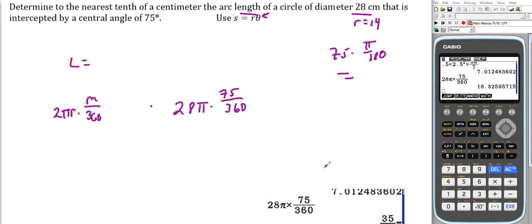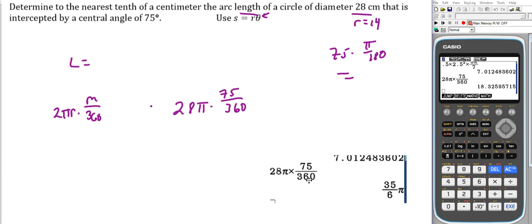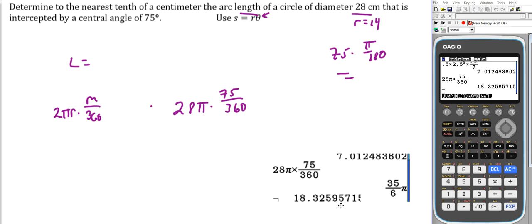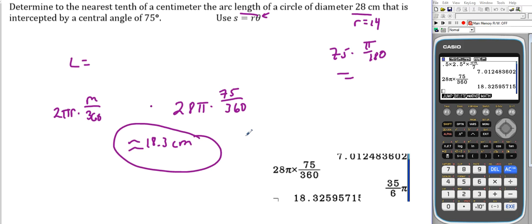And that's exactly what I did right here. So I did it in the calculator again. I can't touch my calculator. And I got 35 pi over 6, or 18.3. So the length is about 18.3 centimeters. Alrighty.